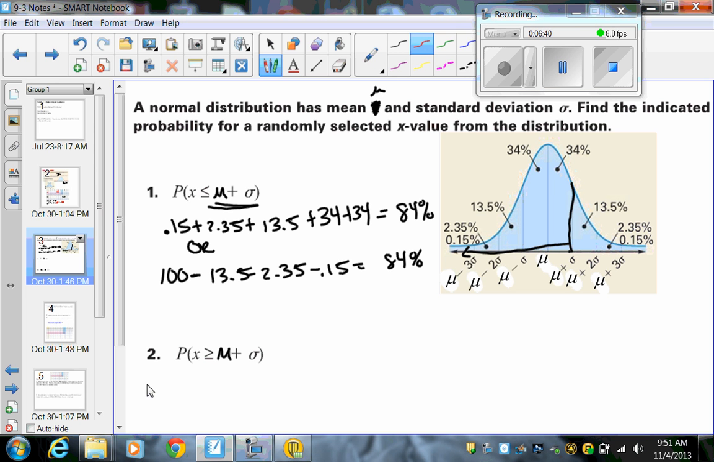Let's try another one. Number 2 says a number is greater than mu plus a standard deviation. So I'm at this same line, but greater than means everything to the right. So then that's just 13.5 plus 2.35 plus 0.15, which will equal 16%.